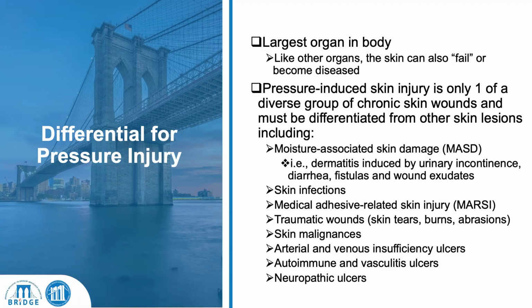Pressure-induced skin injury should be differentiated from moisture-associated skin damage. This includes skin damage that's caused by dermatitis induced by urinary incontinence, dermatitis induced by diarrhea, and dermatitis induced by fistulas and or wound exudates. It should also be differentiated from skin changes related to underlying skin infections, from medical adhesive-related skin injury, and from traumatic wounds such as skin tears, burns, and abrasions.